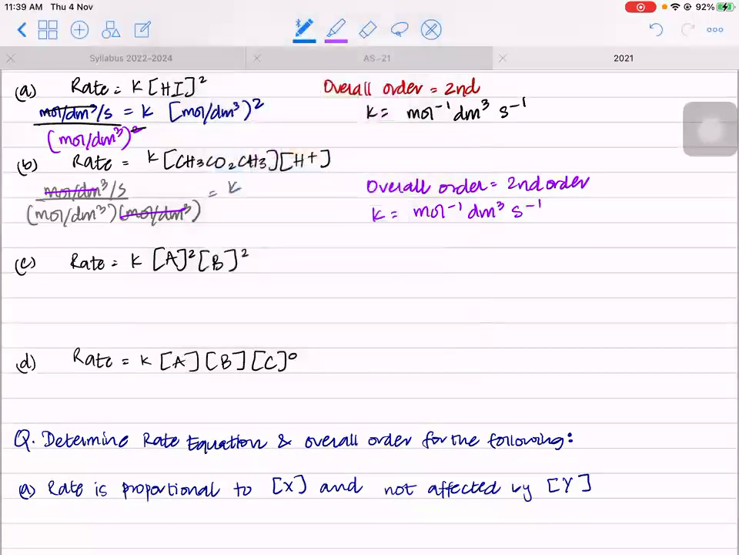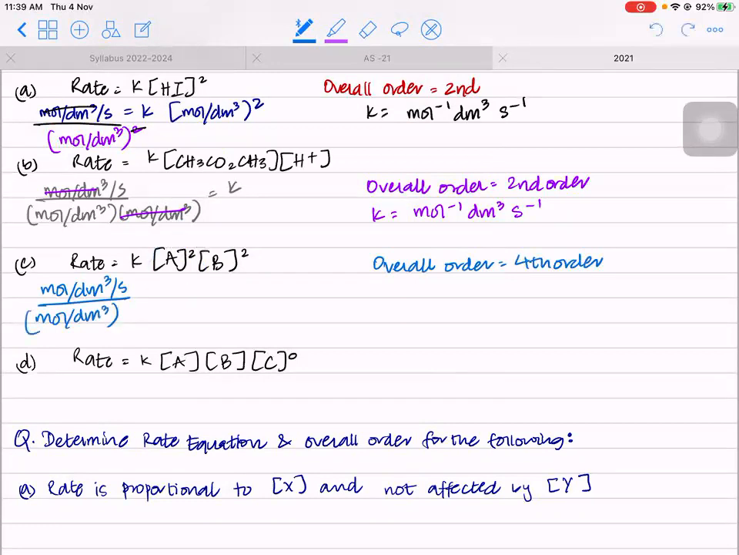Part C, rate equals K, A squared, B squared. Let's see the overall order for this. So what will be the overall order? 2 plus 2, that would be fourth order. Let's see the units of K. It would be mole per dm cube per second divided by mole per dm cube squared for this and mole per dm cube squared for this. So a total of how many mole per dm cubes? 4. So you have 4 in the denominator, 1 in the numerator. So you cancel this out and you'll be left with 3 in the denominator. You bring it to the top and the units of K become mole minus 3 dm to the 9 per second.